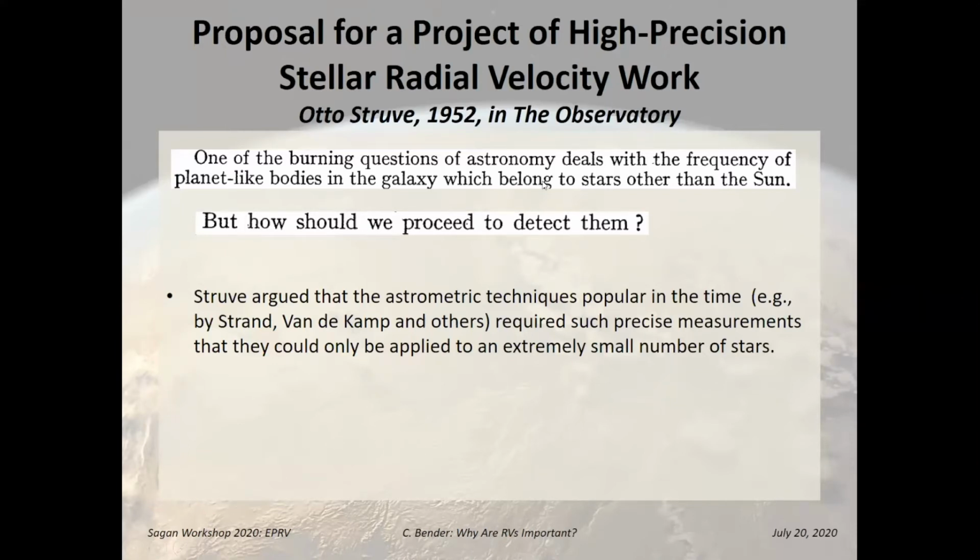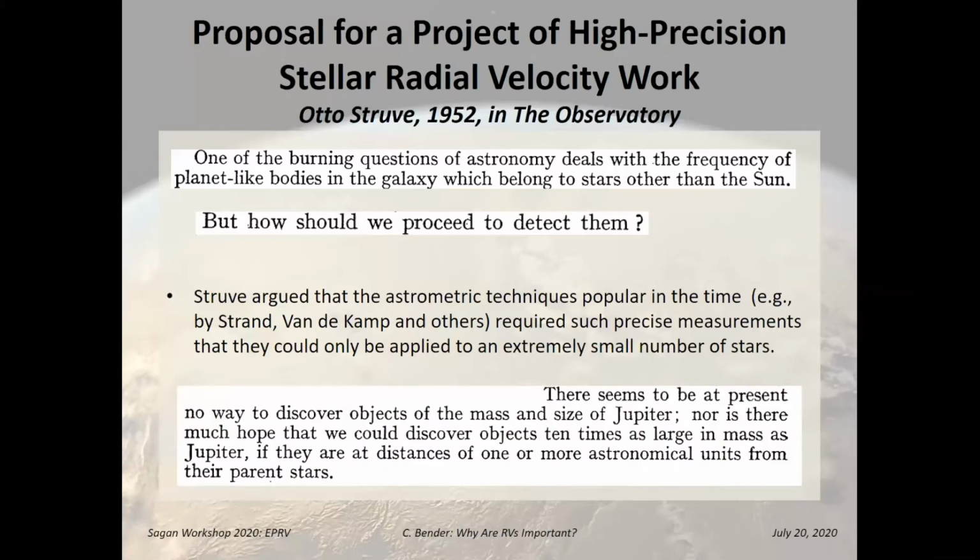One of the burning questions of astronomy deals with the frequency of planet-like bodies in the galaxy which belong to stars other than the sun. But how should we proceed to detect them? At the time, astrometric techniques were being used by Van de Kamp and others, but Struve recognized that these techniques required such precise measurements that they could only be applied to a very small number of stars.